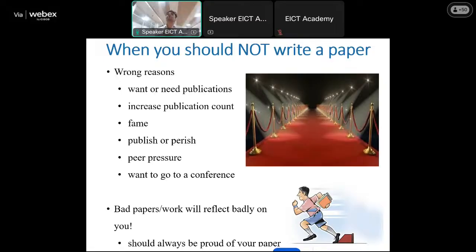You should clearly have some sort of finding, and as I said, you should be proud of what you have published. Okay. Bad paper work will reflect badly on you throughout your life, and currently there are so many papers that are retracted. Okay. What is the meaning of retracted?